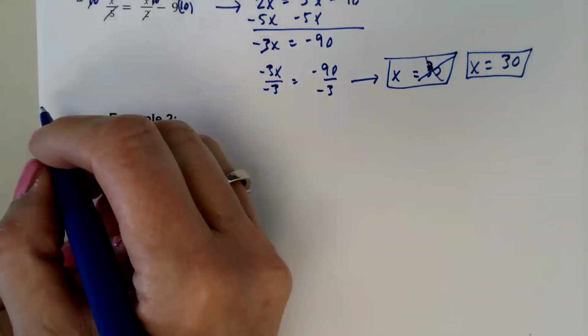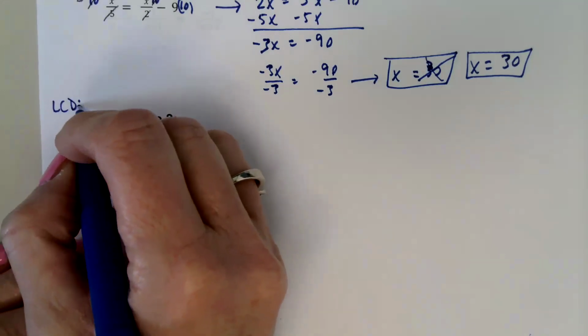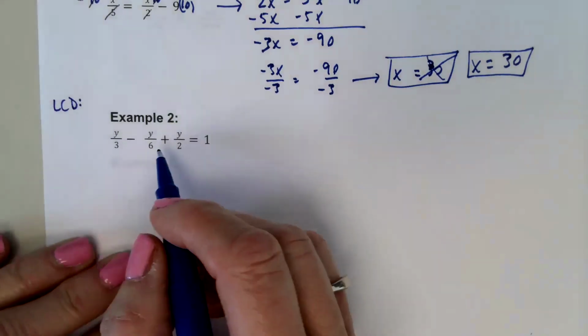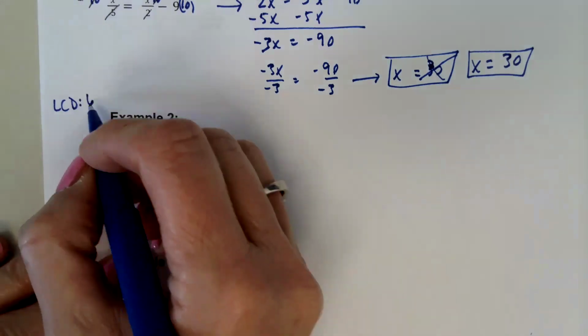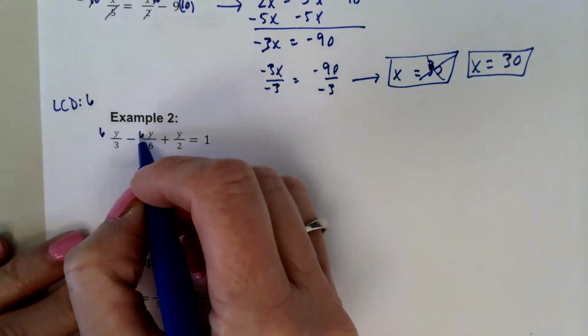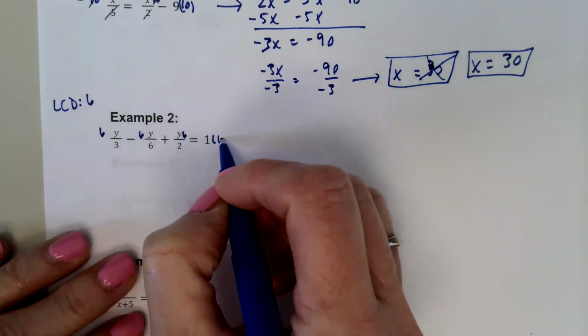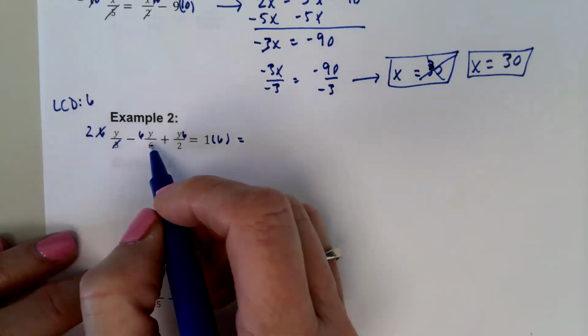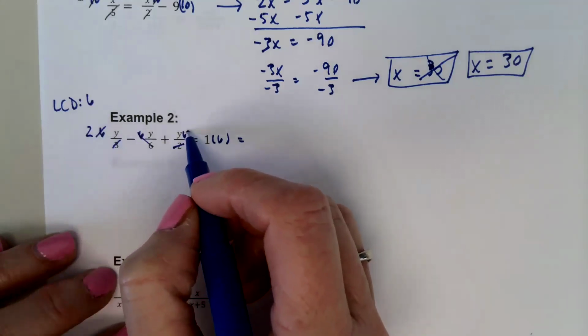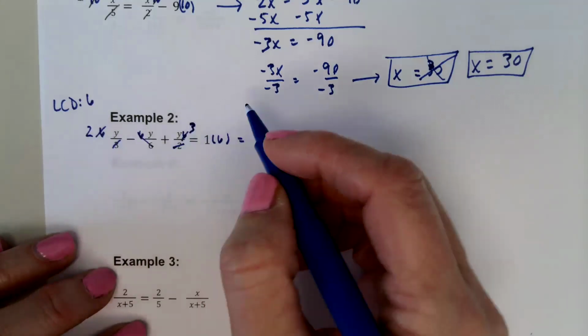Okay, example 2. Again, we're looking at a multiple of 3, 6, and 2 that is common, which would be 6. So I'm going to multiply each term by 6. 3 goes into 6 twice. The 6 is canceled there. 2 goes into 6 3 times.